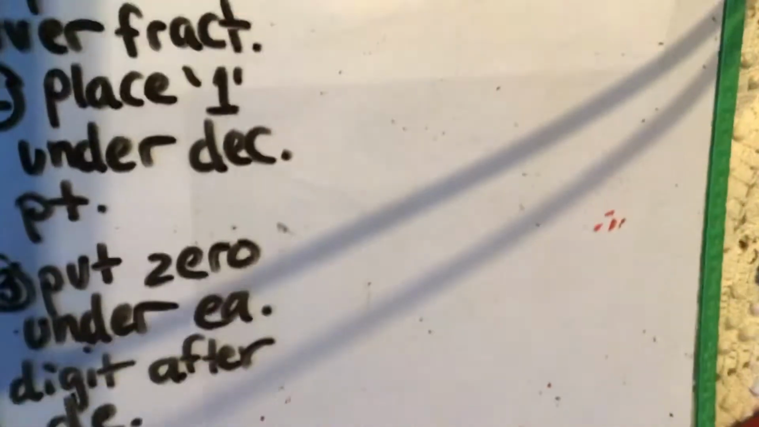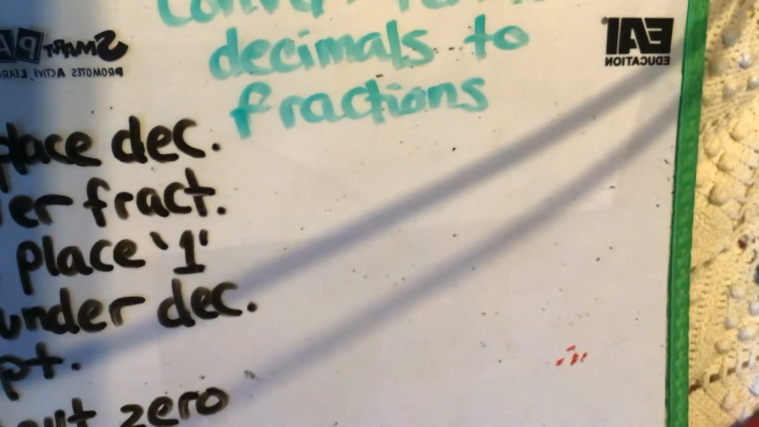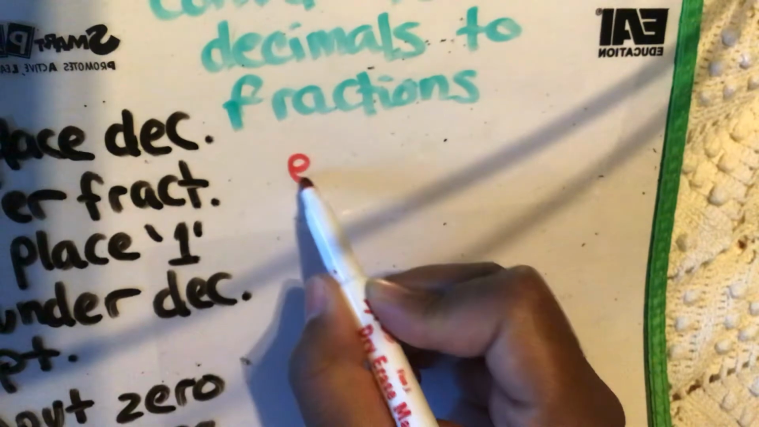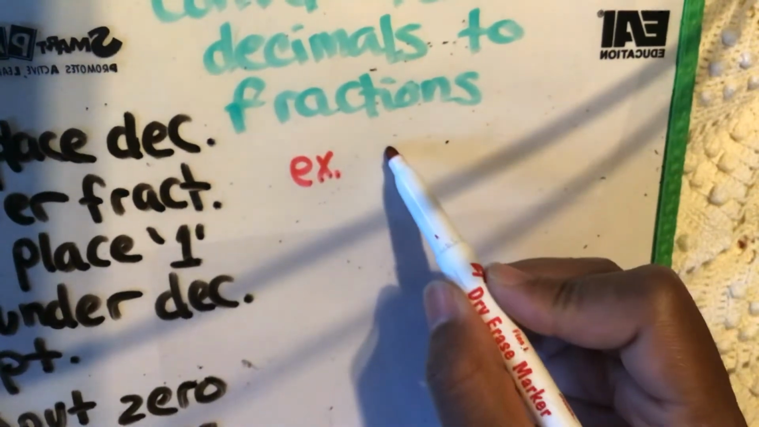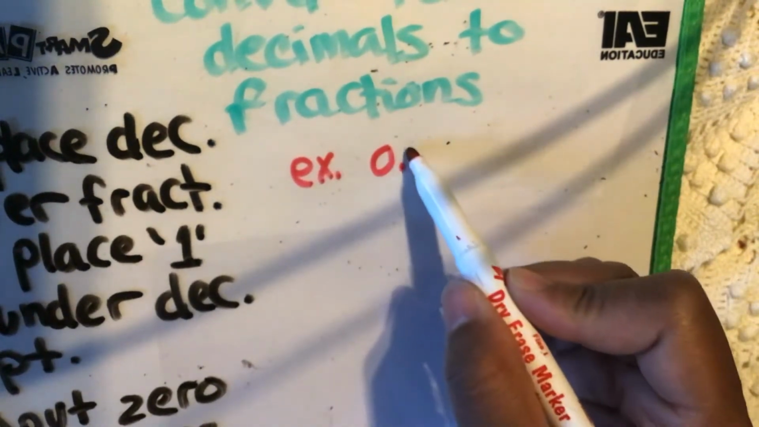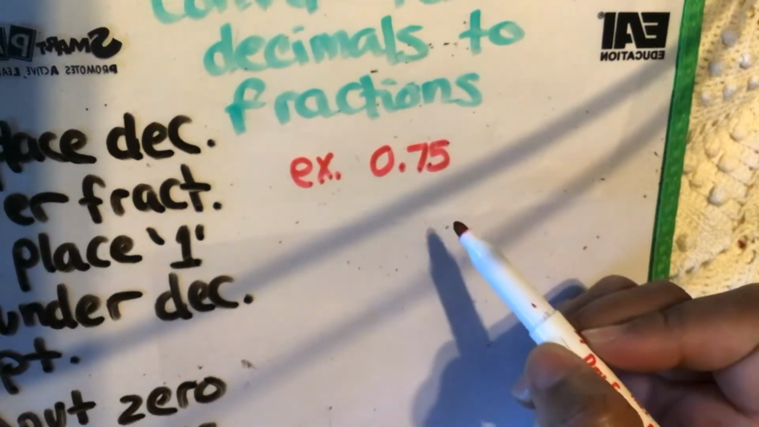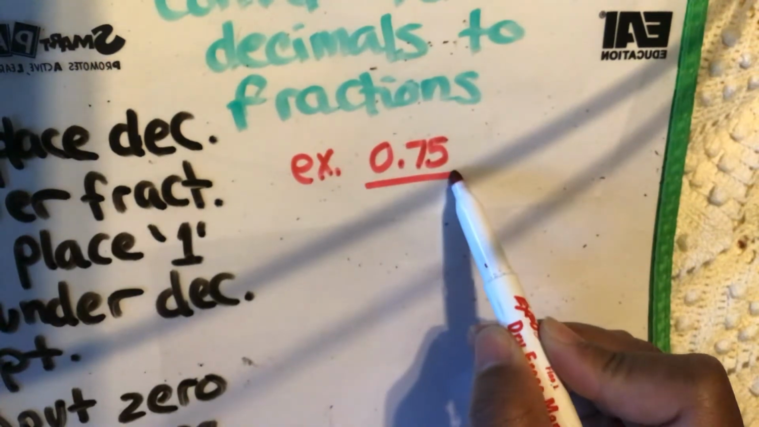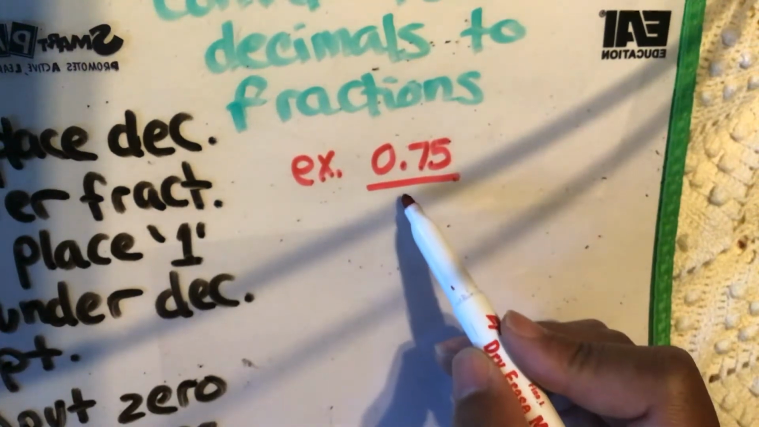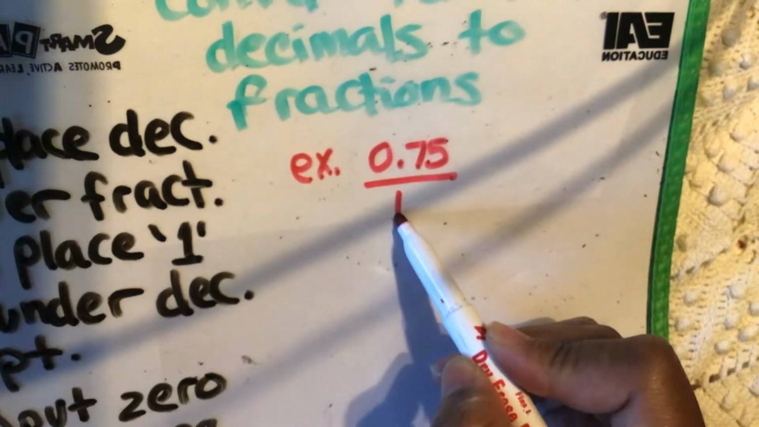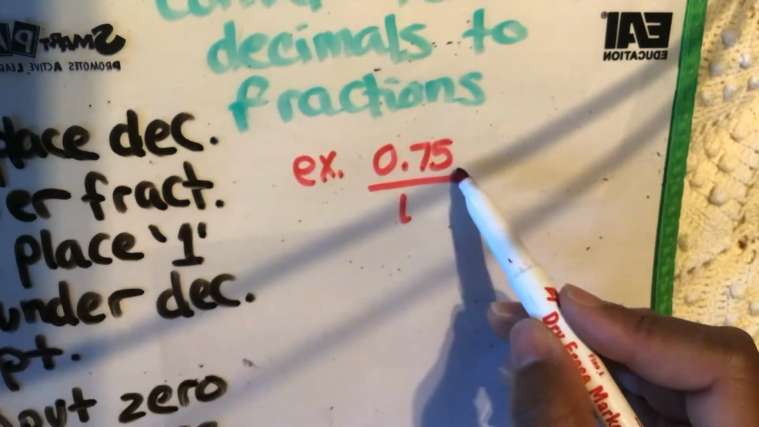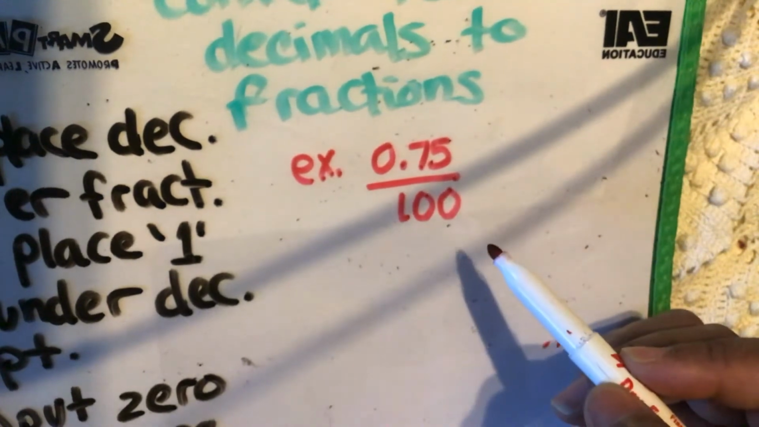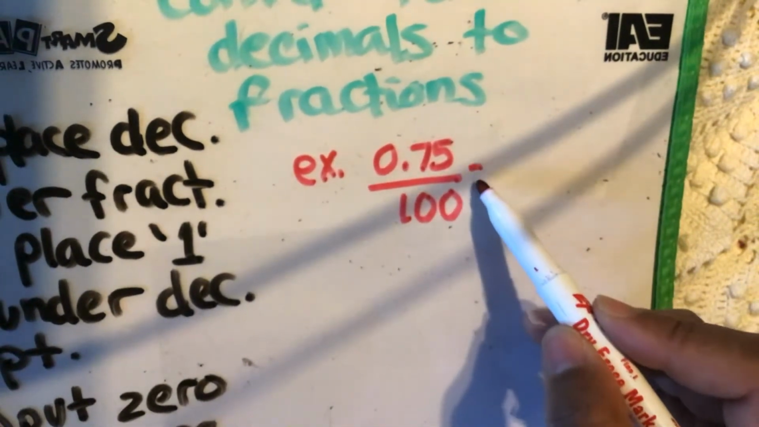All right, so let's go to some examples. Example 1. I'm going to start it off easy with 0.75. Now, we all know what this is as a decimal, but I'm going to show you why it works. Okay, so we're going to put a fraction bar, that's step 1. Step 2, put a 1 under the decimal. Step 3, I have 2 numbers after the decimal, so I need 2 zeros. Step 4, we're going to get rid of the decimal.